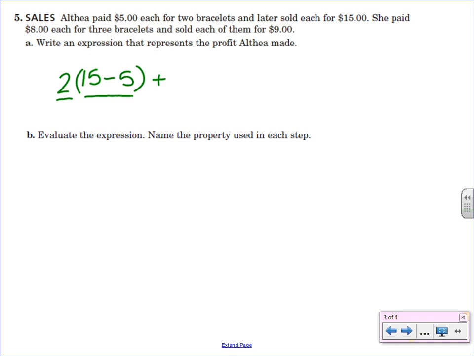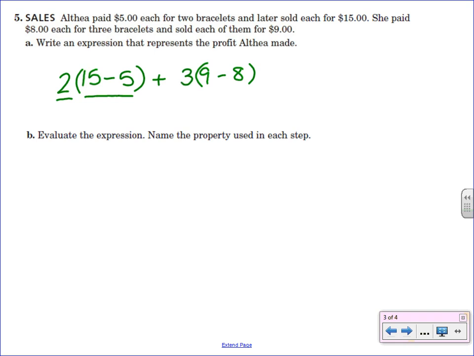And then if we add on, we want to find out how much for each bracelet she made that she sold for $9. Well, she sold them for $9, but she bought them for $8. So basically she's making $1 profit on each, and then there's 3 of them.